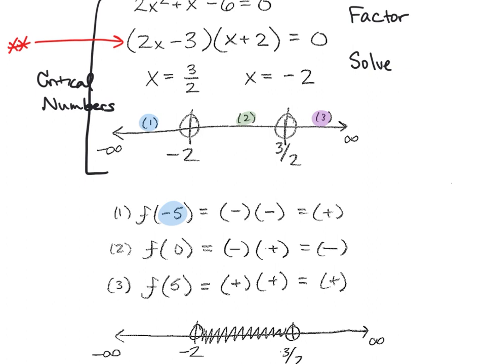What number did I choose in that second interval to use? 0, because 0 is between -2 and 1.5. Way easy to use the number 0. So we plug in 0. If we plug 0 in for x, it's 0 minus 3. That's a negative number. 0 plus 2 is a positive number. Negative times positive is negative.